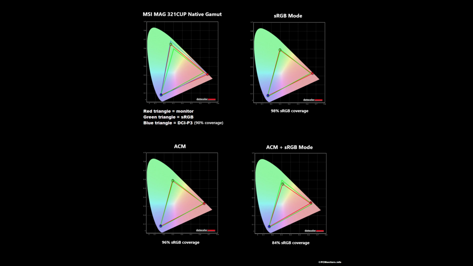In the bottom left, that shows the monitor using a setting on the monitor which will give the full native gamut, but with ACM active in Windows. So it now has 96% sRGB coverage. So that's a little bit different to the sRGB setting. It doesn't really give any overcoverage this time, which is good, but there is more undercoverage. Not a huge amount, but still not absolutely ideal.